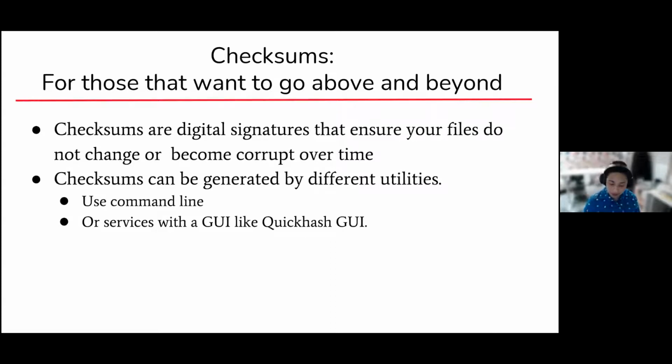And those that are really comfortable with computers can use command line tools to generate checksums, or there are services that have a graphical user interface, or GUI, like QuickHash GUI, which is, I believe, either free or low cost. That's available on almost all of the major operating systems. You can use that to generate the checksums and do what we call a fixity check, which is checking those checksums against current checksums of the files. As long as they're the same, everything theoretically should be fine on those files.